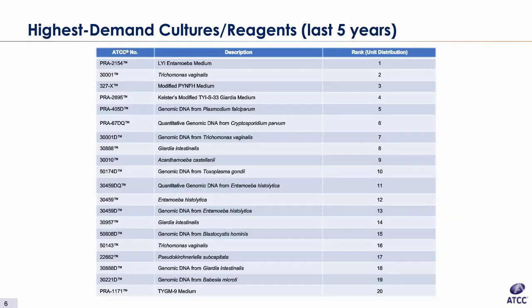Now here we have a list of the highest demand cultures and reagents at ATCC over the last 5 years that have to do with protistology. And there are a couple of things I'd like to point out about this list. First of all, in addition to the cultures offered on this list, or popular cultures, we also offer 4 different media, and even more significantly, I think, we have 9 DNAs on this list. DNA items have become very popular in recent years, and we do make a lot of DNAs with organisms such as Plasmodium that I already mentioned, Trichomonas, Entamoeba, and Blastocystis.